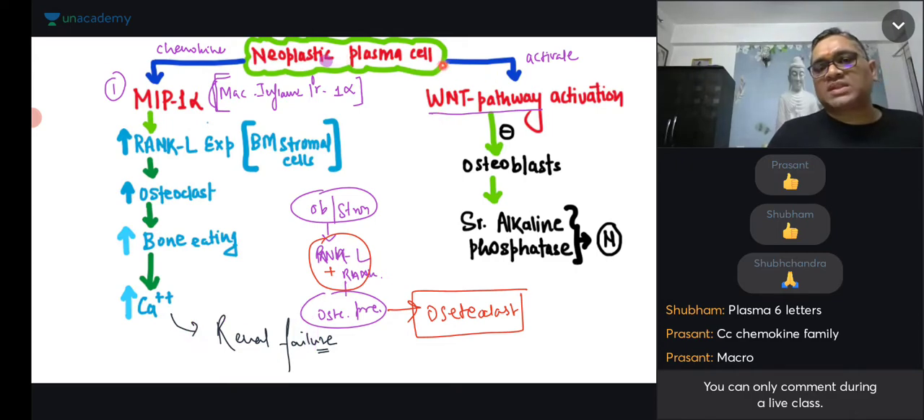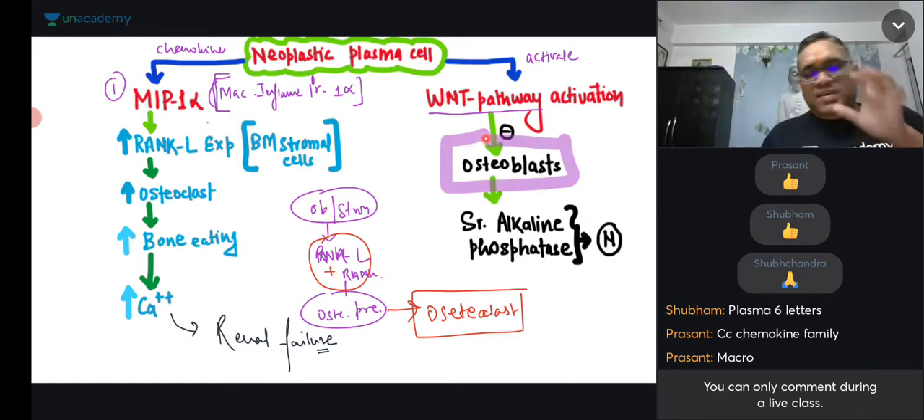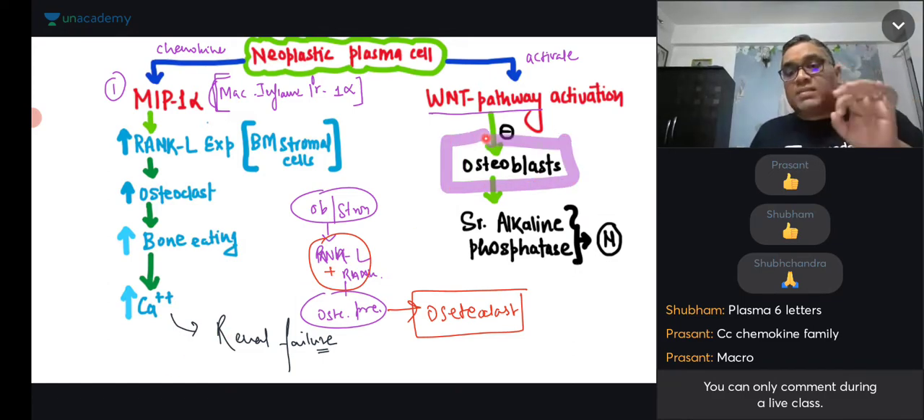Second part, neoplastic plasma cells will activate the WNT pathway. Because of the WNT pathway activation, what will happen? They will inhibit the osteoblastic cell. So that is the very important thing. Remember, osteoblast activity is estimated by serum alkaline phosphatase, right? If osteoblast is more active, alkaline phosphatase will be more.